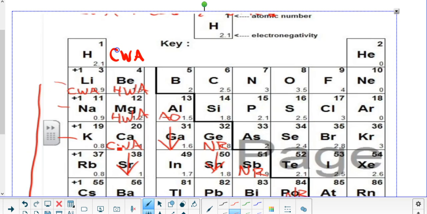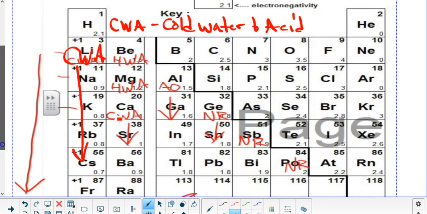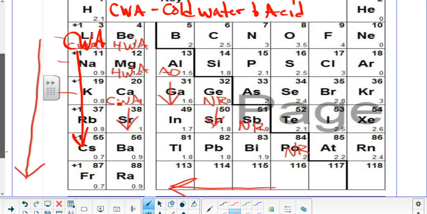CWA means cold water and acid. So what CWA is, so right here, that means everything in family 1 will react with cold water and acid. Now, if it reacts with cold water, it will also react with hot water. So really, family 1 will react with everything.